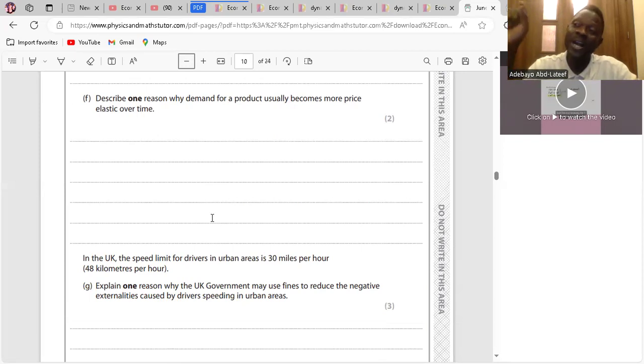Time is a factor that determines elasticity of demand. Get my point here. Time is a factor that determines both elasticity of demand and elasticity of supply, but they are different. For elasticity of demand, in the short run, it is difficult for consumers to easily find a substitute. As a result, they don't have any other choice than to buy.